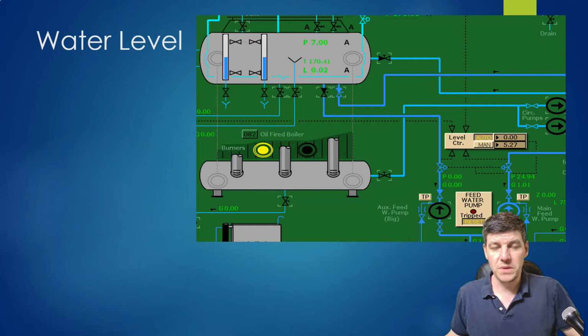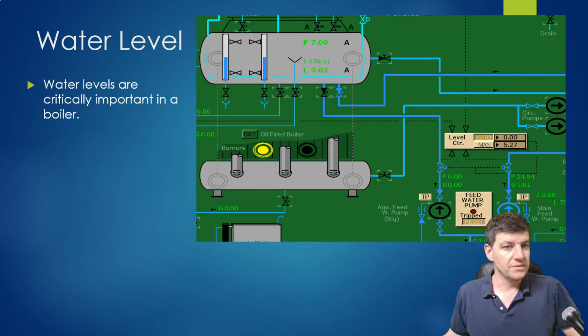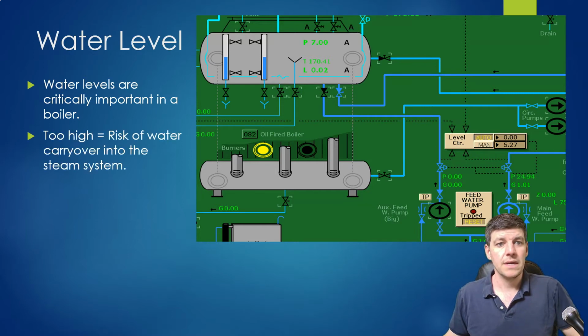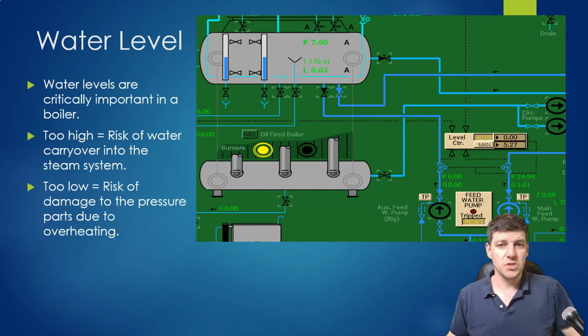Okay, so the first one would be water level. Water level's going to be critical in a boiler. It's what creates steam, so we have to have water in order for our boiler to operate. However, if we have too much water in it, then we run the risk of carrying over to our steam system. We don't want water droplets moving through our steam system. And if it's too low, then we have an even more dangerous situation, which is that we're going to overheat some of our pressure parts, and they could be damaged because they don't have any water inside of them to cool. So we want to make sure our water levels are within a normal operating range.